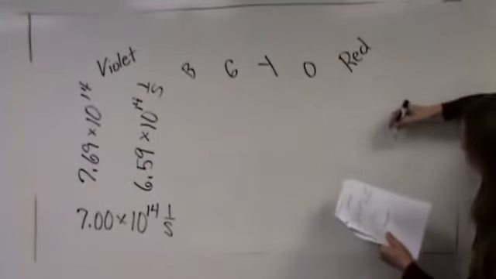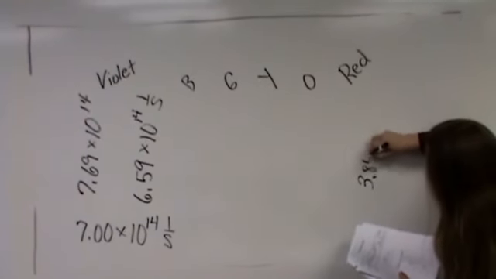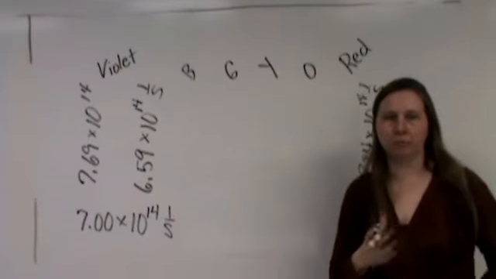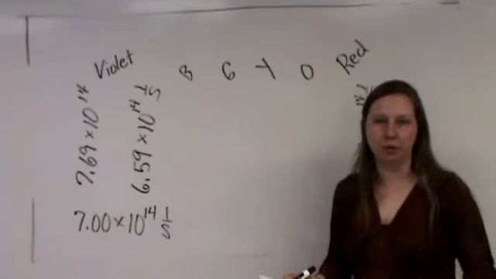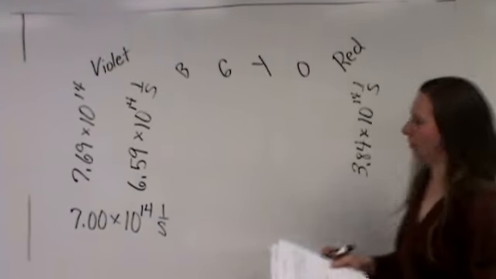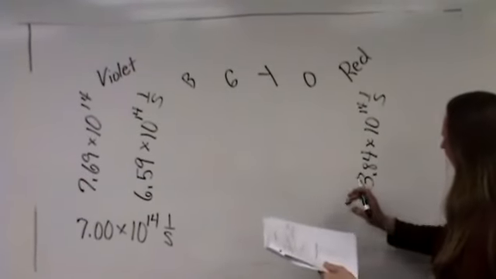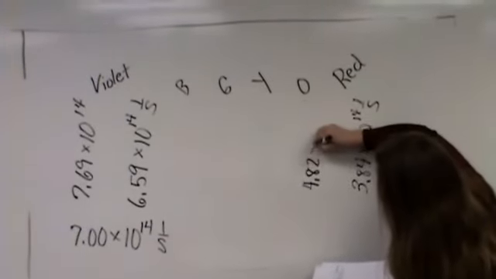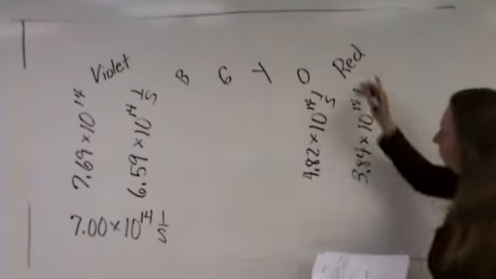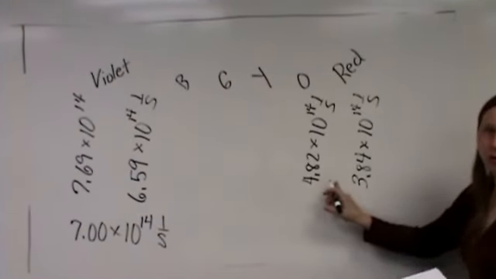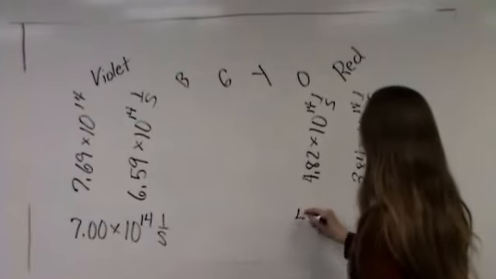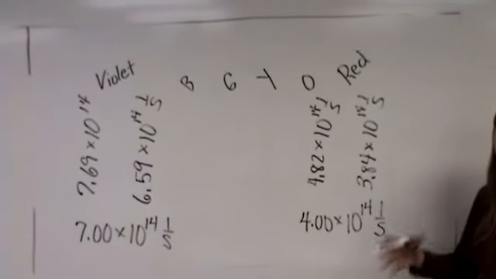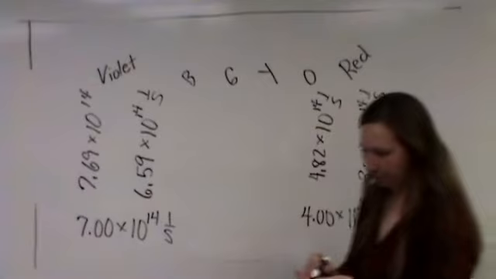For the red, we can choose anything between 3.84 times 10 to the 14th and 4.82 times 10 to the 14th. Remember, I'm making up an example. On the Regents exam, they will probably give you specific frequencies or wavelengths to work with. But I'm making up an example right here, and I'm going to choose 4.00 times 10 to the 14th for the frequency of my red light in this example today.